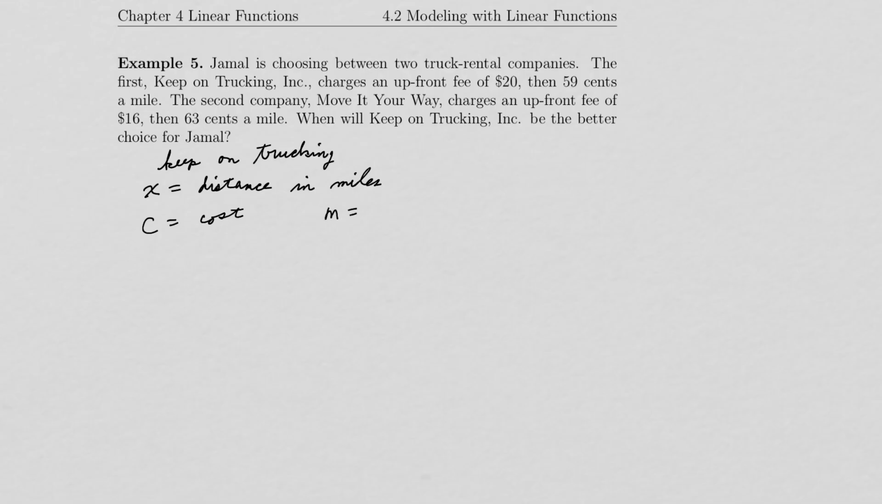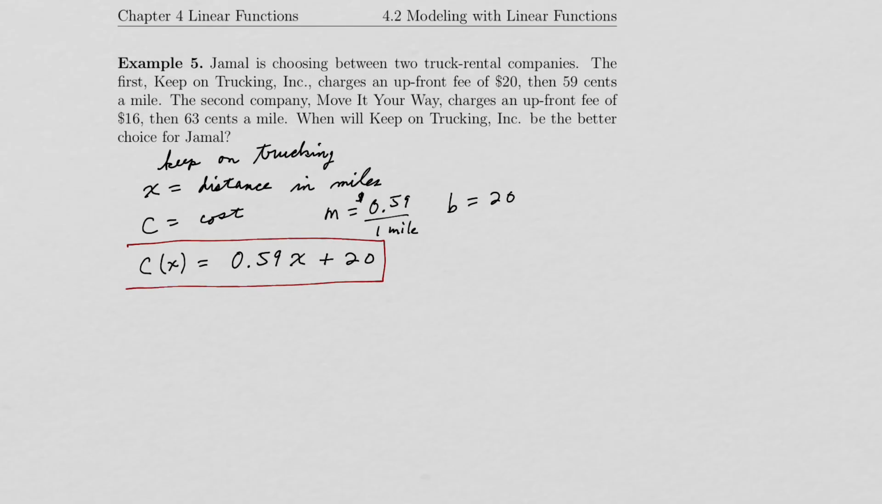right, is 59 cents. So I'll write it as $0.59 per 1 mile. All right, that's the slope. And we also know that the y-intercept b, which is the initial cost when x is 0, when you haven't driven anything yet, is $20. So that means the linear function must be C of x is equal to 0.59, right, m times x plus b. Okay, so that's our function for Keep On Trucking.